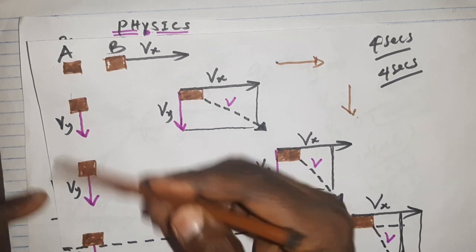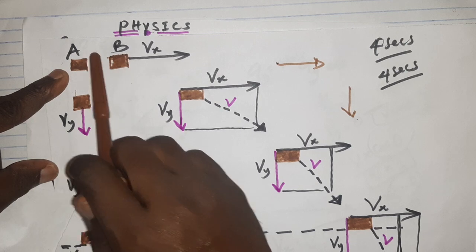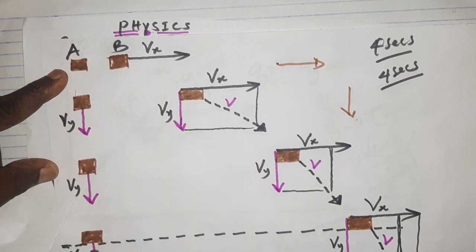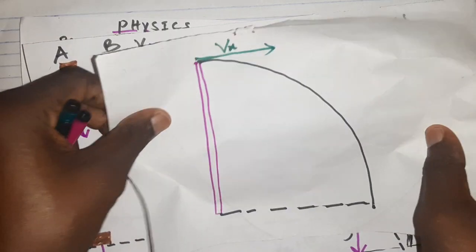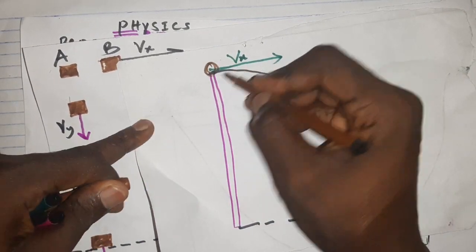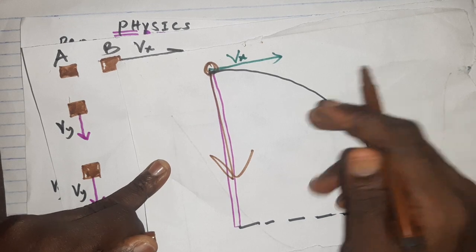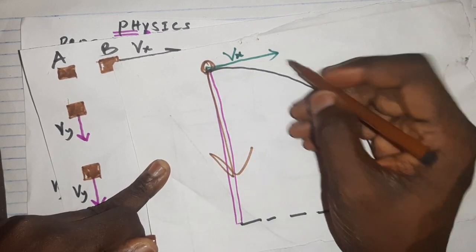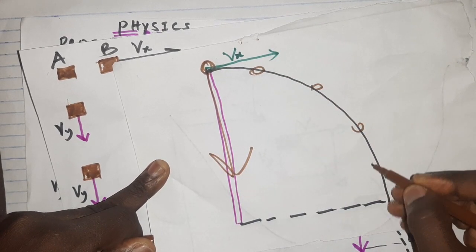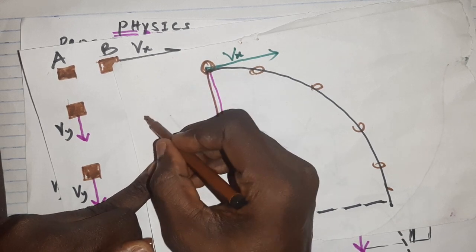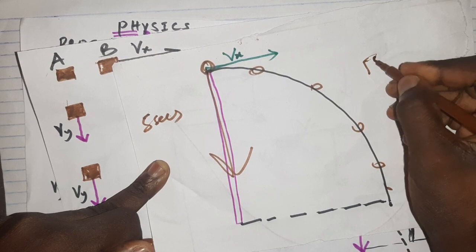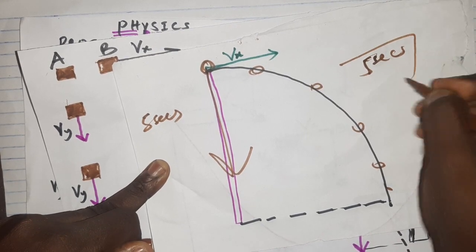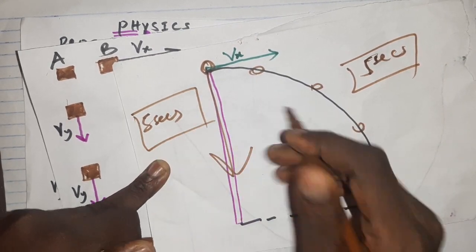So don't forget that object A and object B, no matter how long the curve is, will get to the ground at the same time. It is the same thing here. Imagine the object is here and it is projected this way and falls down this way. If it falls from here to here in 5 seconds, the other also falls from here to here in 5 seconds. Very interesting thing about projectiles.